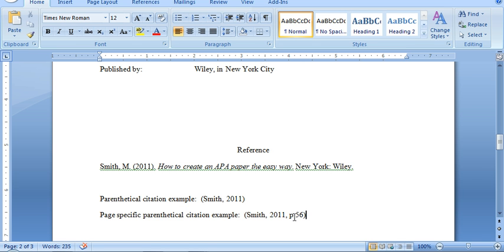If it was multiple pages that we were referring to, we would enter pp., and a range of page numbers, like so. Okay, so that's the basic information for a book reference in APA.